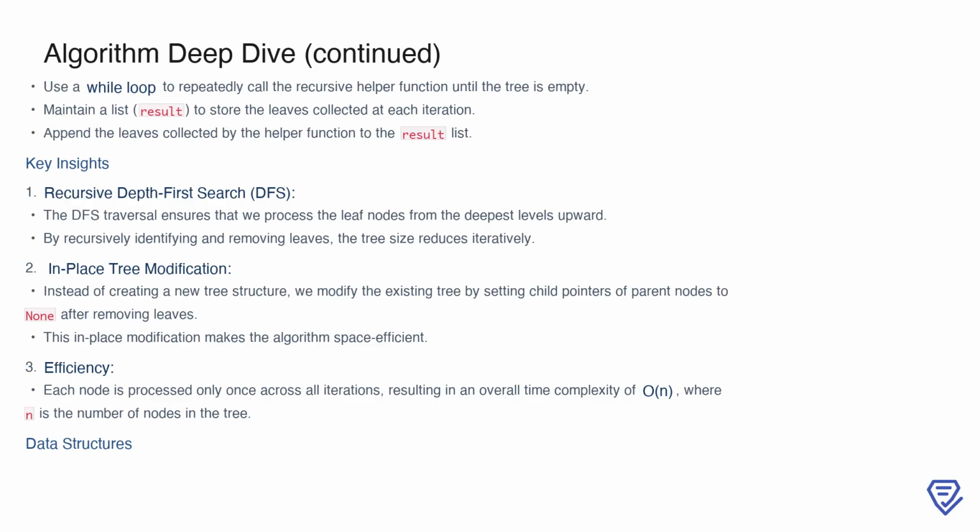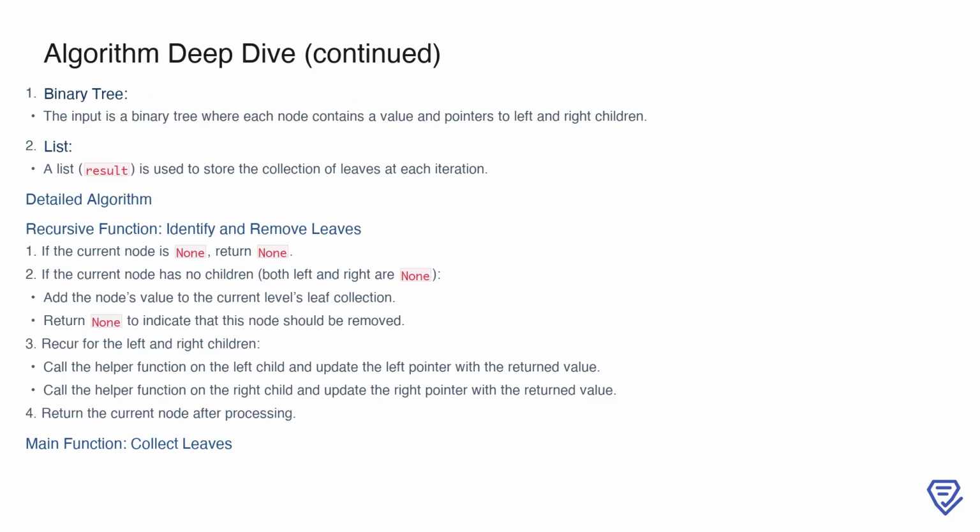Each node is processed exactly once throughout all iterations, leading to a time complexity of O(n), where n is the number of nodes in the tree. The input to this problem is a binary tree, where each node contains a value and pointers to its left and right children. To store the leaves collected at each iteration, we use a list called result.